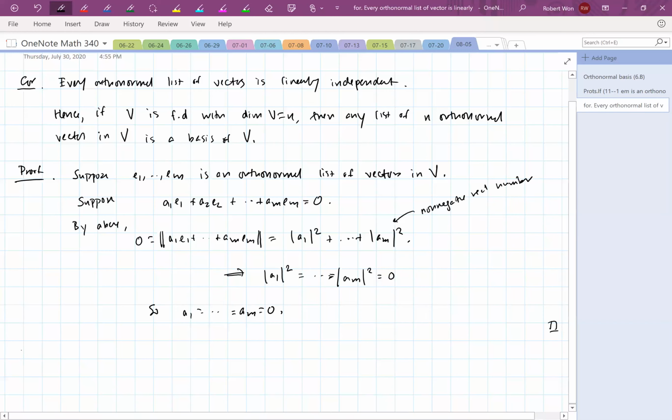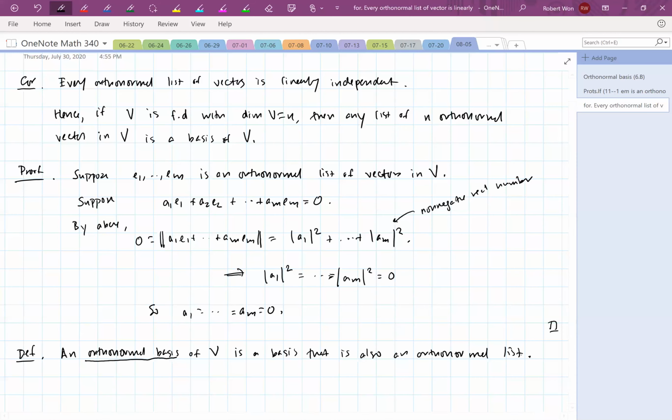Okay, so just while we're here, let's define something that shouldn't be a surprise. An orthonormal basis of V is just a basis that's an orthonormal list. Like the standard basis. And again, the point is that a lot of the nice things about the standard basis are true because it's an orthonormal basis, not because it's the particular orthonormal basis that is the standard basis.